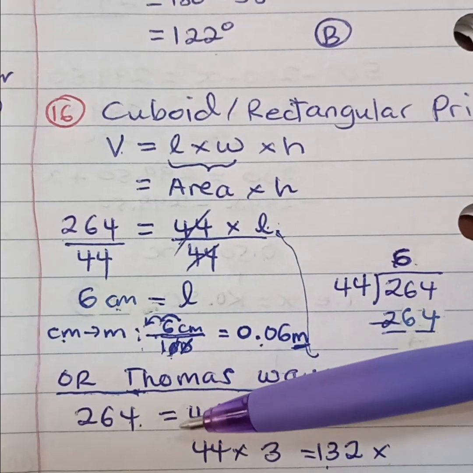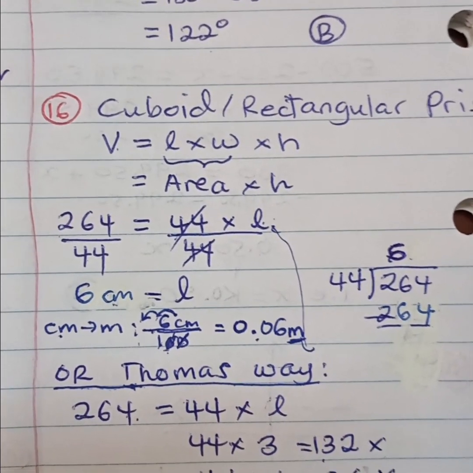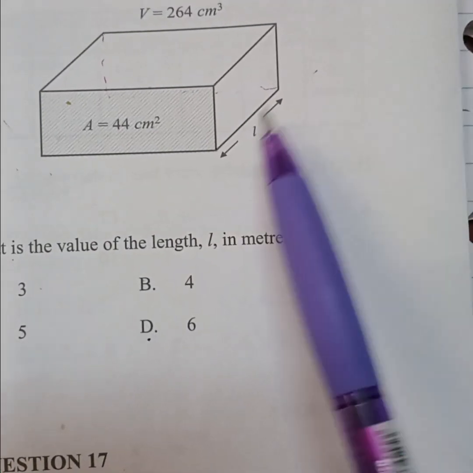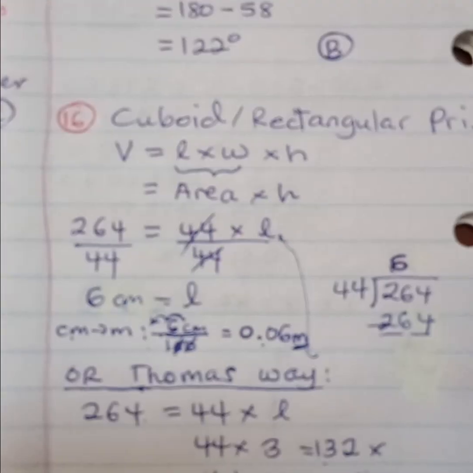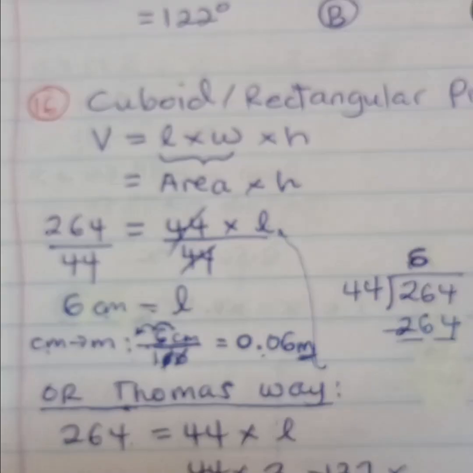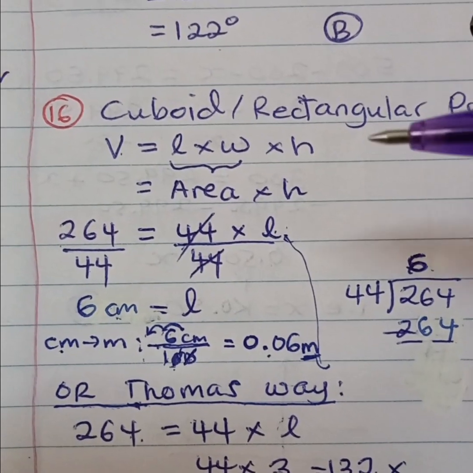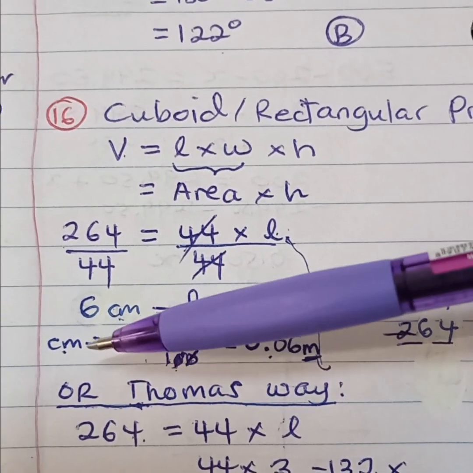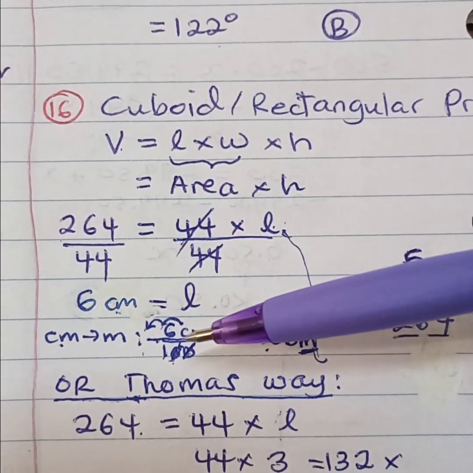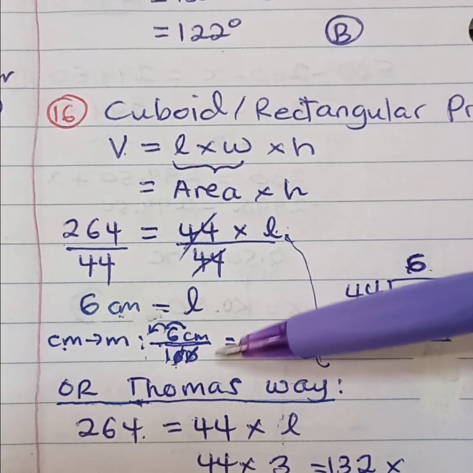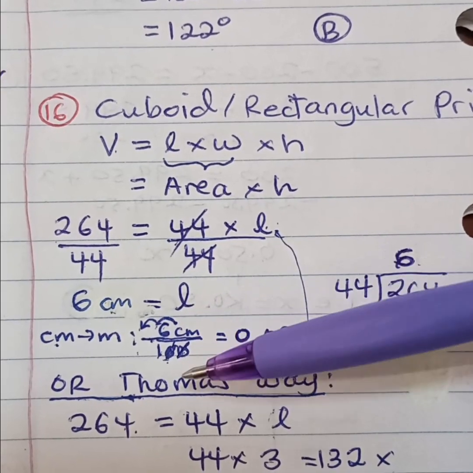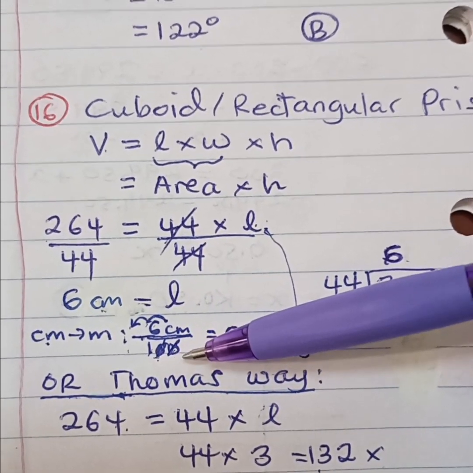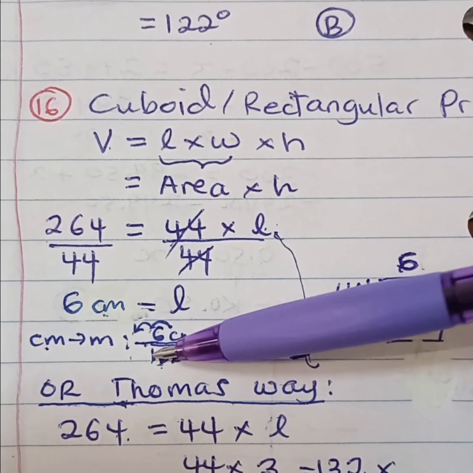Now the question says to change the length to meters, find the length in meters, and so we have to change the centimeters to meters. To do that, we have to change centimeter to meter. That's a small unit to a big unit, and we have to divide. We'll divide by how many centimeters are in a meter. Well, there's 100 centimeters in a meter, and so we divide by 100.